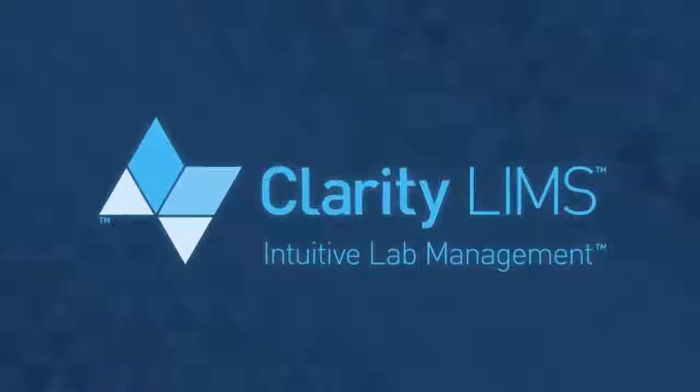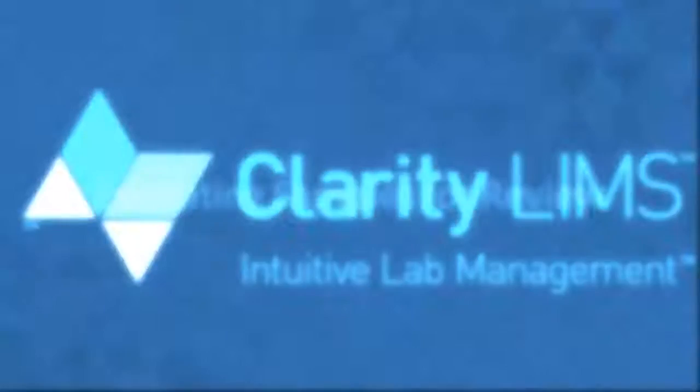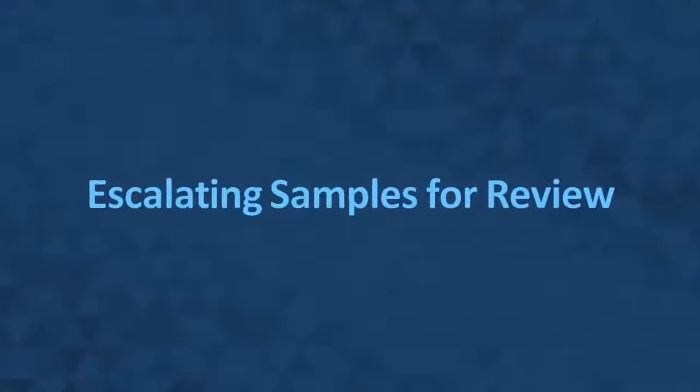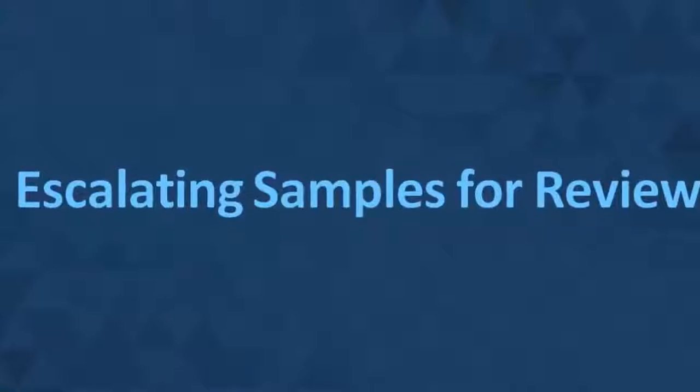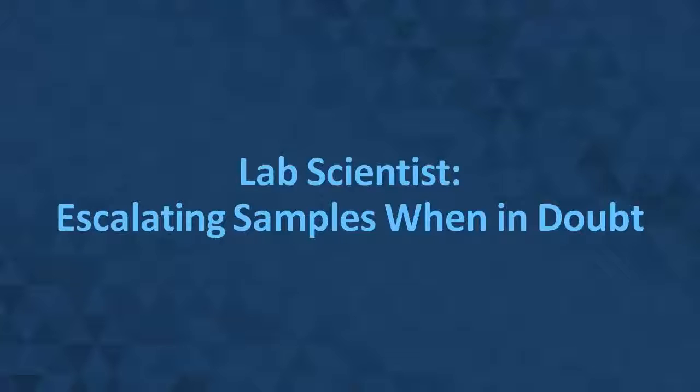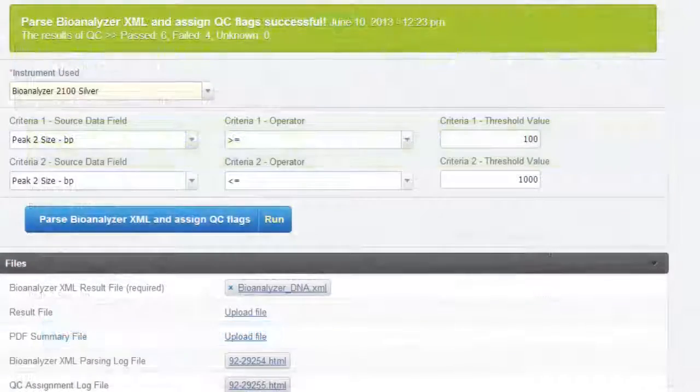Hello. In this video, we will be looking at how to do sample escalation in Clarity LIMS. First, we will look at how a lab scientist can escalate samples for review when they have doubt about the sample status. And then we will look at how a lab manager can review those samples that have been escalated and assign the samples to their next steps. We will use a bioanalyzer QC step as an example here.